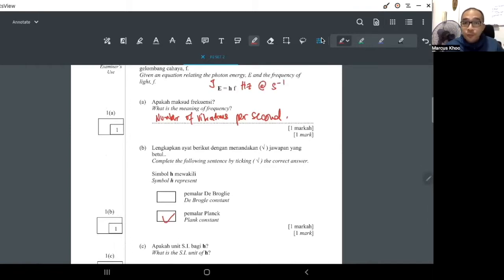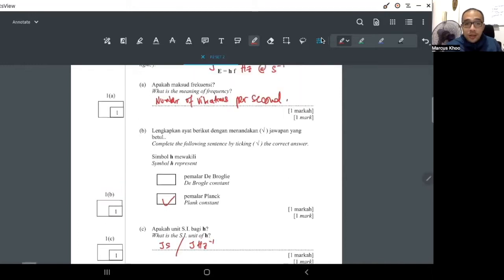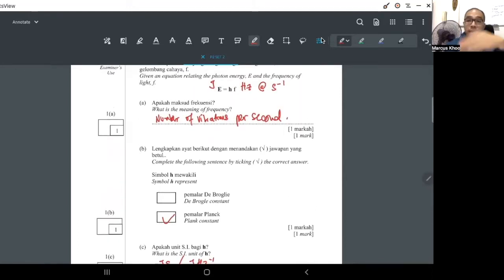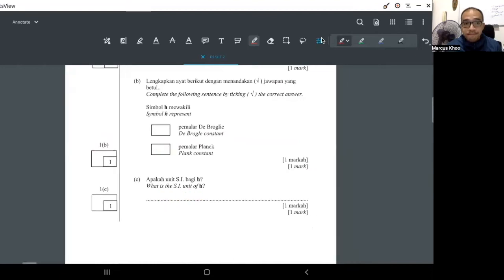So when you move the units around, you will find that h is either joules times second, or joules per hertz. The second minus one moves to the other side, so it becomes times, so it's joules second. Or if the hertz moves to the other side, it becomes divide, so it's joules per hertz. Either one of these will give you the correct answer.